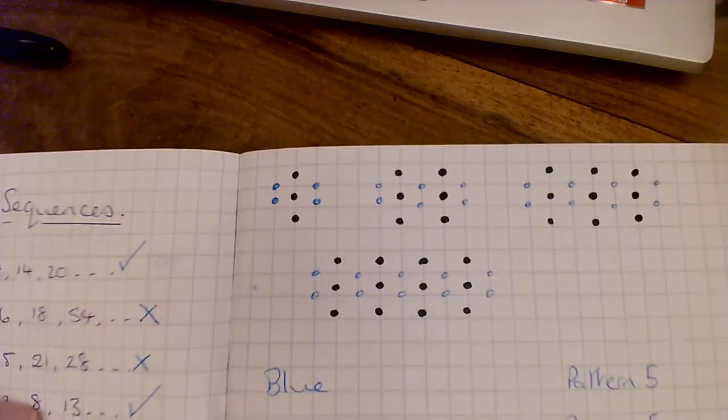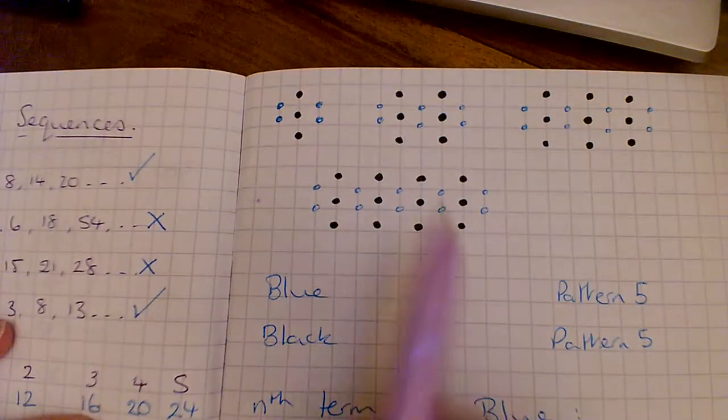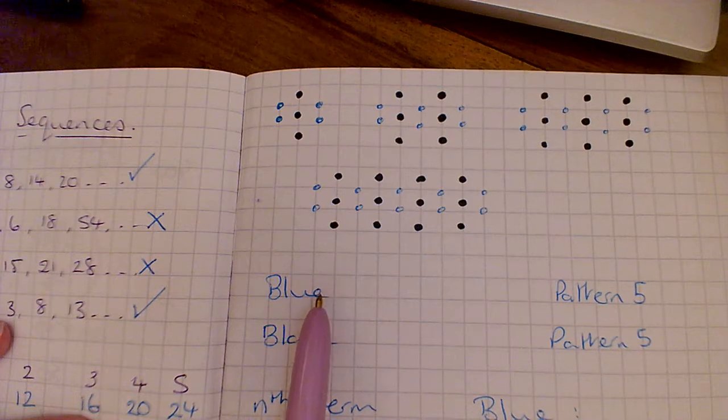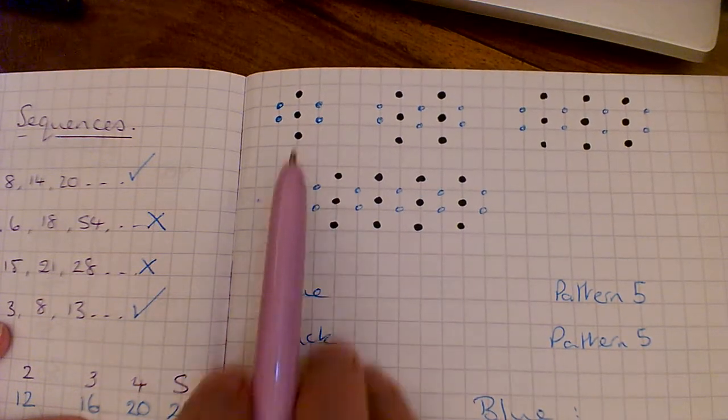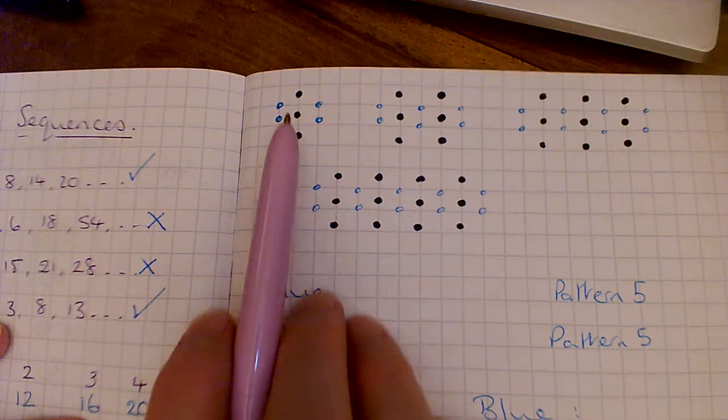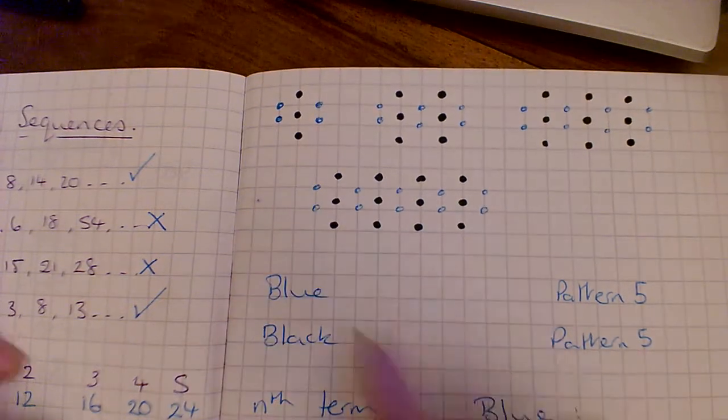Page 2 is the sequence hidden in a picture, so we've got this pattern going on, and one of the first things I'm going to do is pull the numbers out. I'm looking at the blue beads and the black beads to see what's going on. Now on the blue beads in the first pattern there's 4, so I'm just going to write out the sequence.